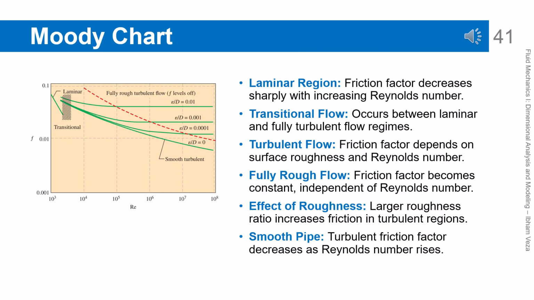Moody chart insights. The Moody chart combines the effects of Reynolds number and relative roughness on the friction factor. In the laminar region, the friction factor decreases sharply as Reynolds number increases. In the turbulent region, the friction factor depends on both Reynolds number and roughness. In the fully rough condition, the friction factor becomes almost constant and independent of Reynolds number. This chart is a standard tool in pipe flow analysis.